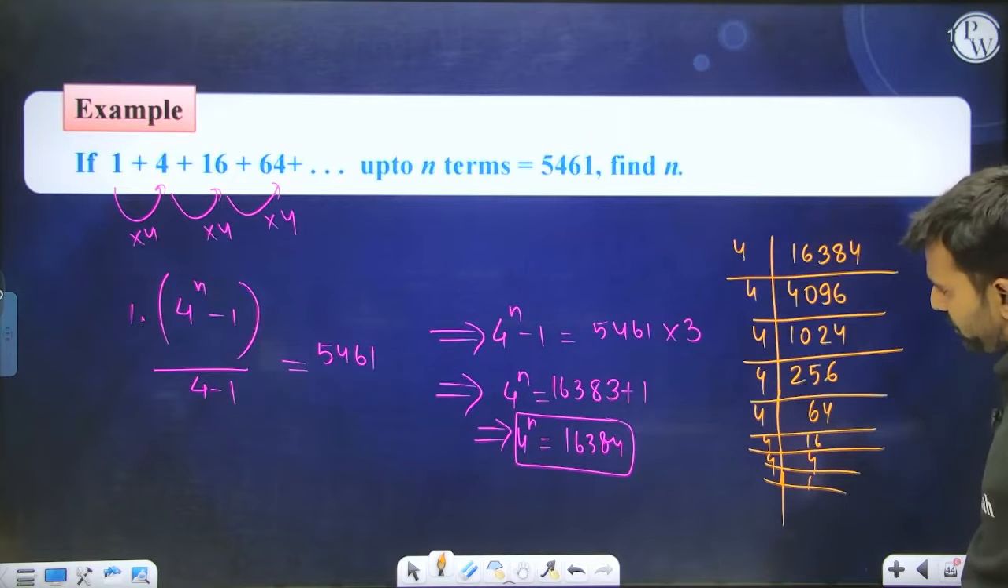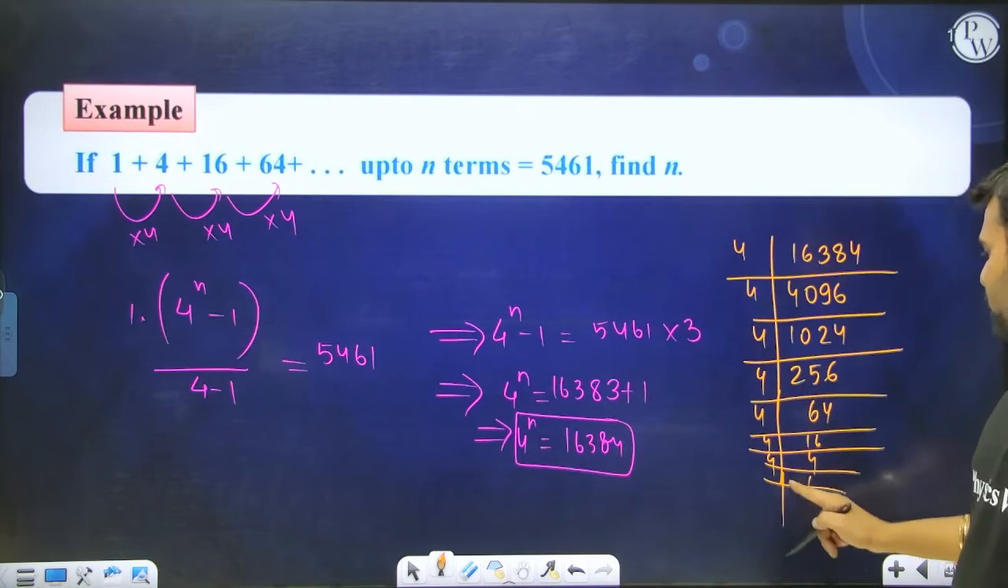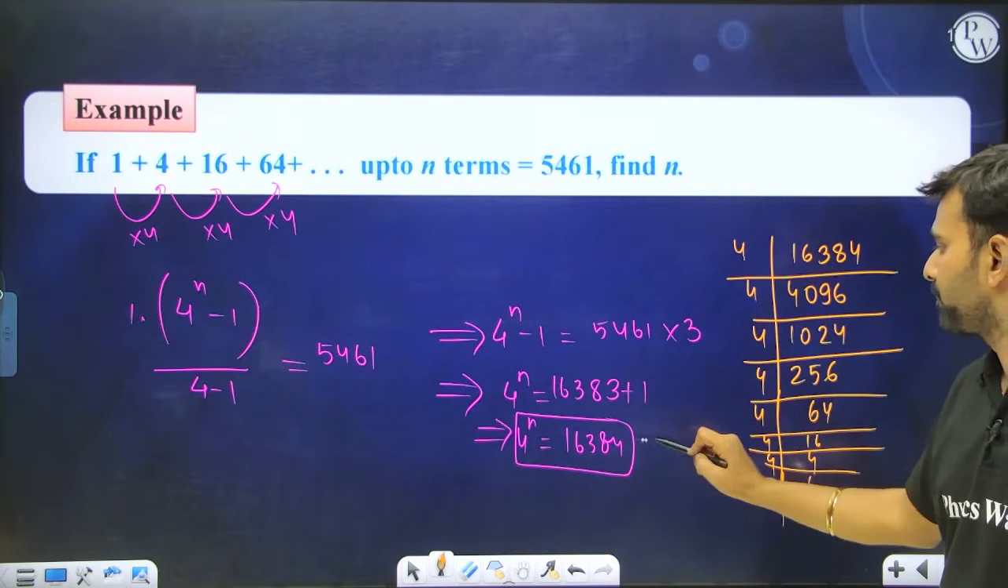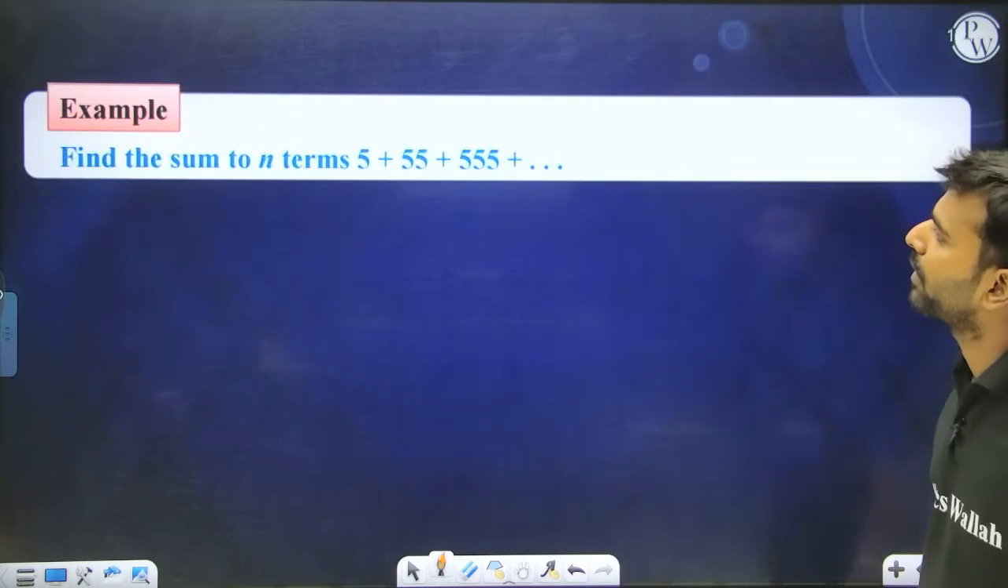Yes, this is the case. So I think you can easily get the value of n from here by just comparing. That's it. So this is 4 to the power 7. So n is equal to 7. That's it.